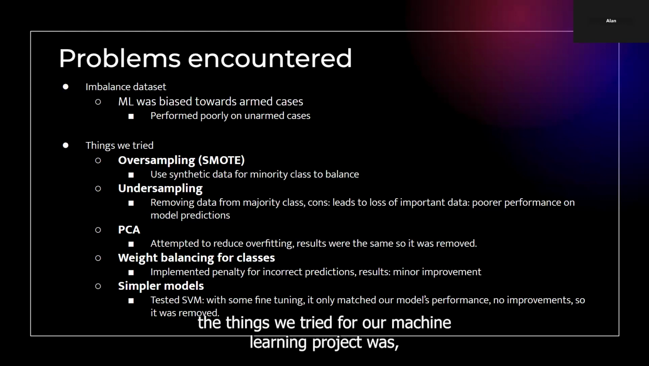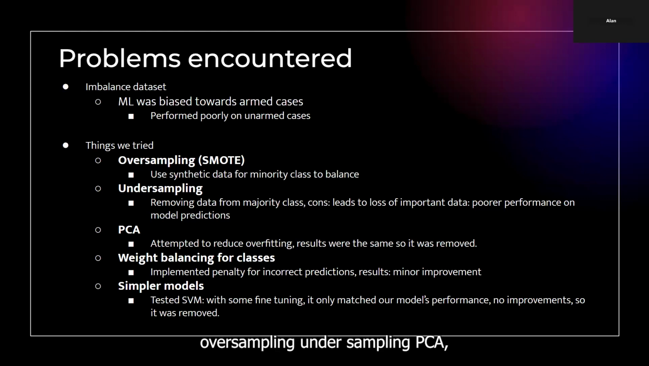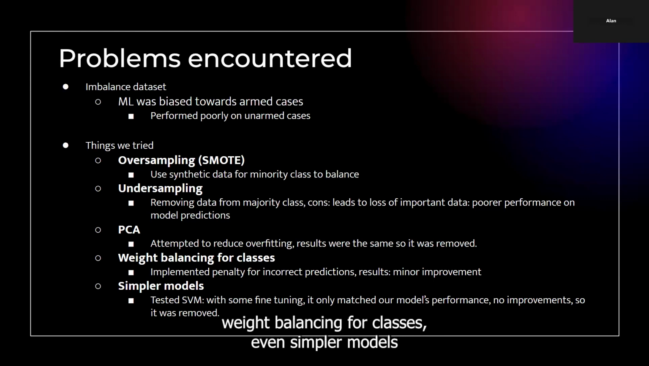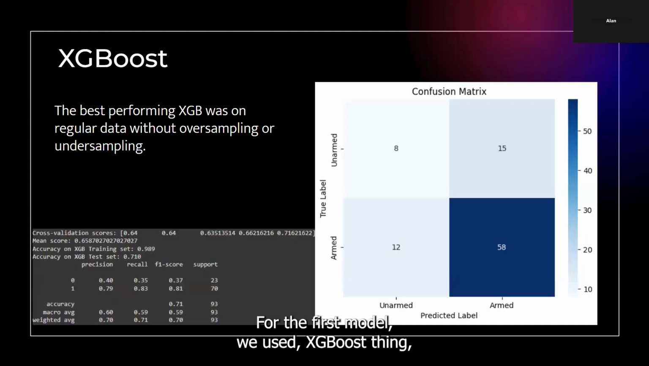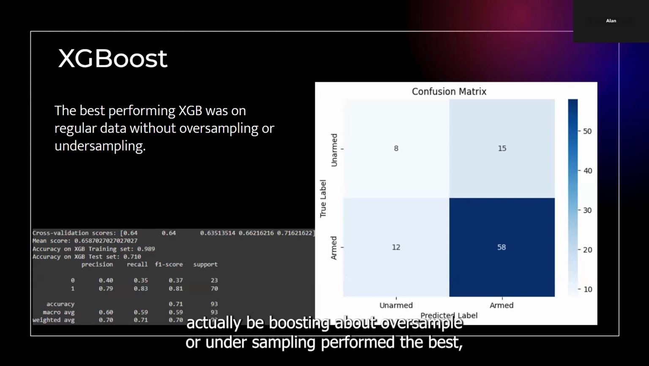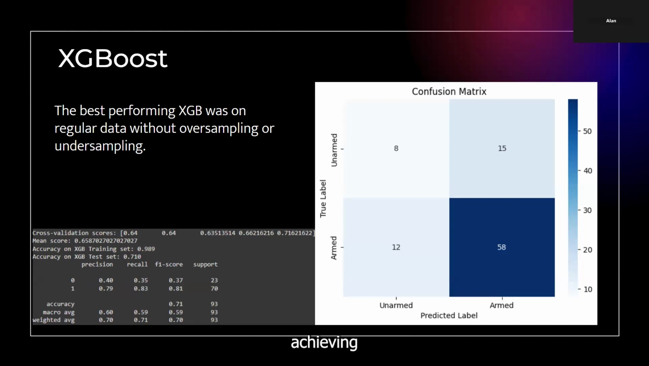The things we tried for our machine learning project were oversampling, undersampling, PCA, weight balancing for classes, even simpler models such as SVM. For the first model, we used XGBoost. Out of everything we tried, XGBoost without oversampling or undersampling performed the best, achieving 37% in F1 score, 0.40 in precision, and 35% in recall.